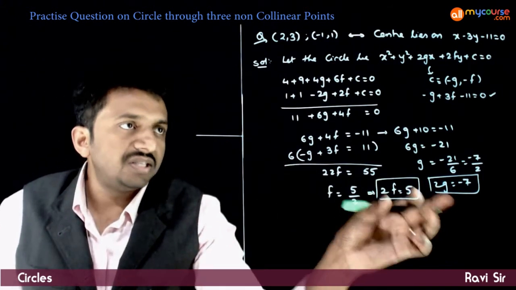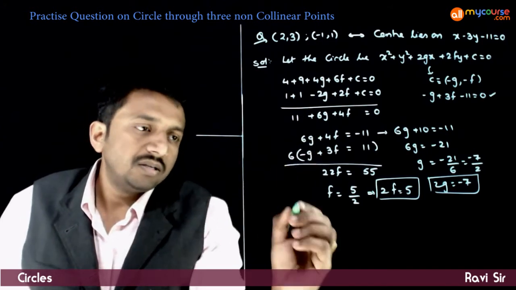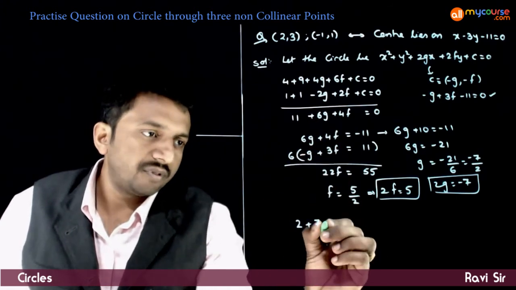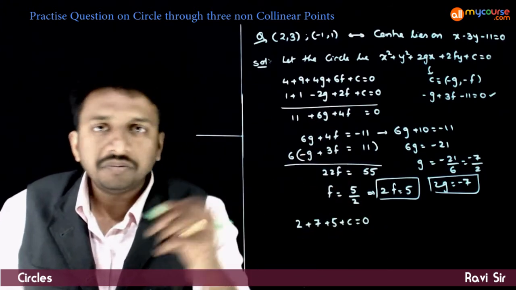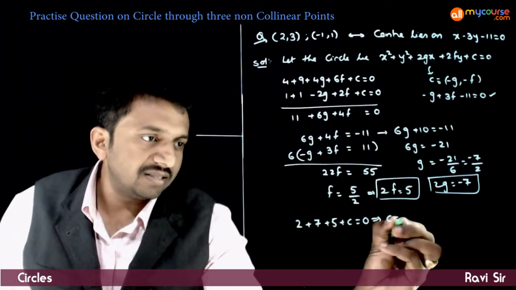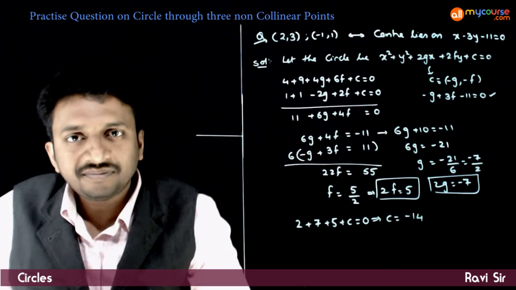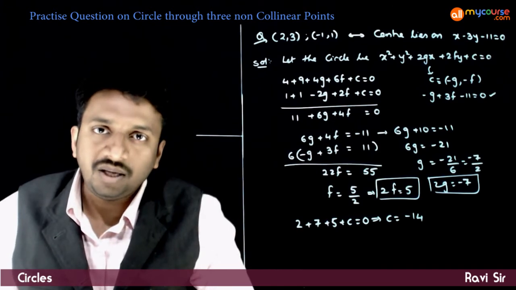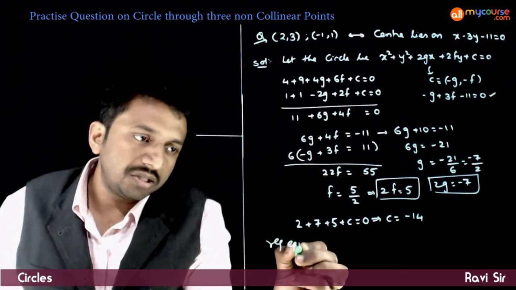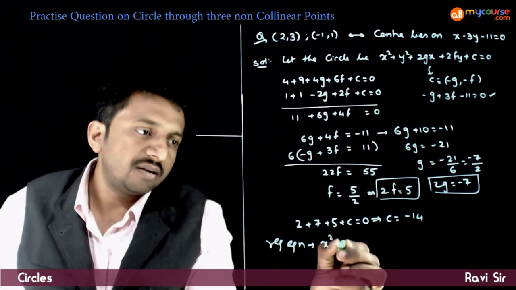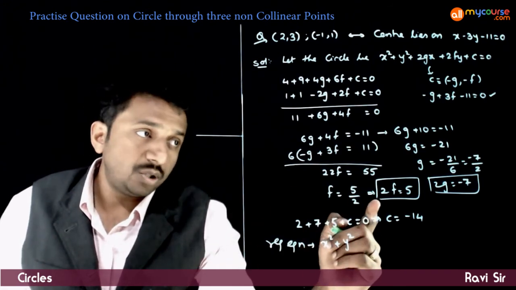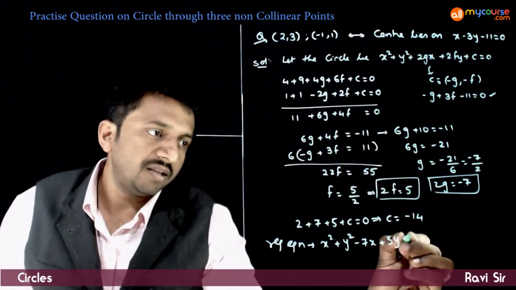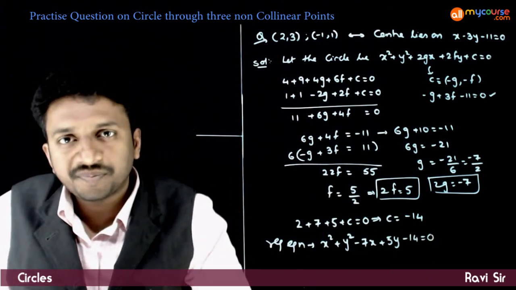Next, let us substitute both g and f in one of these equations. So 2 - 2g, that is +7, + 2f, that is +5, + c = 0. This implies c = -14. So you got the values of g, f and c. Just need to substitute everything in the equation. So the required equation is nothing but x² + y² + 2gx, that is -7x, + 2fy, that is 5y, + c = 0. Thank you.